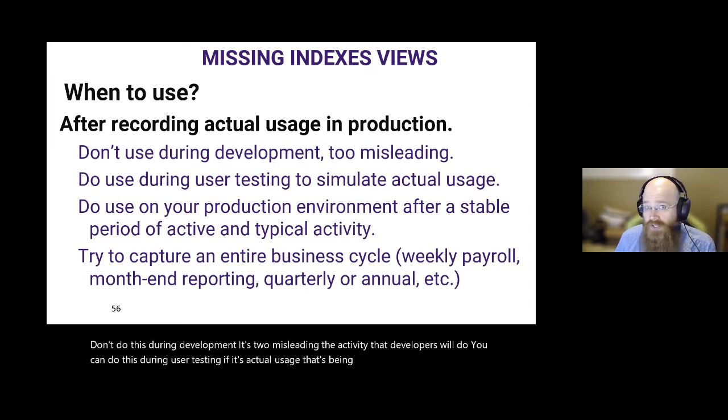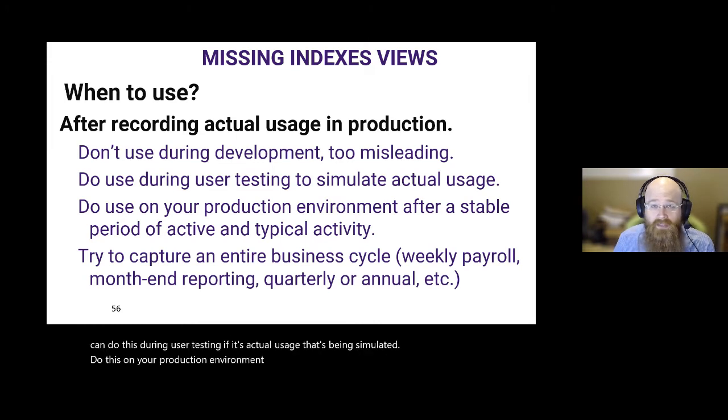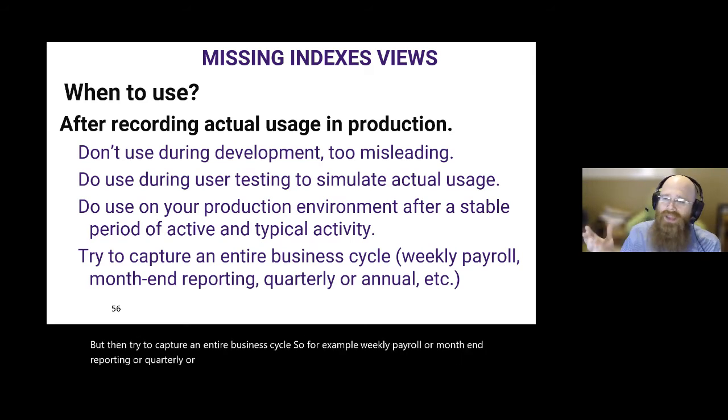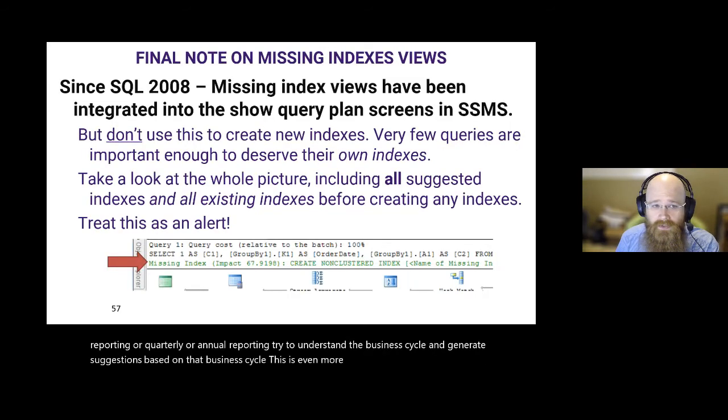Do this on your production environment after a stable period of active and typical activity, but then try to capture an entire business cycle. So, for example, weekly payroll or month-end reporting or quarterly or annual reporting. Try to understand the business cycle and generate suggestions based on that business cycle. This is even more important in the next DMV to understand.